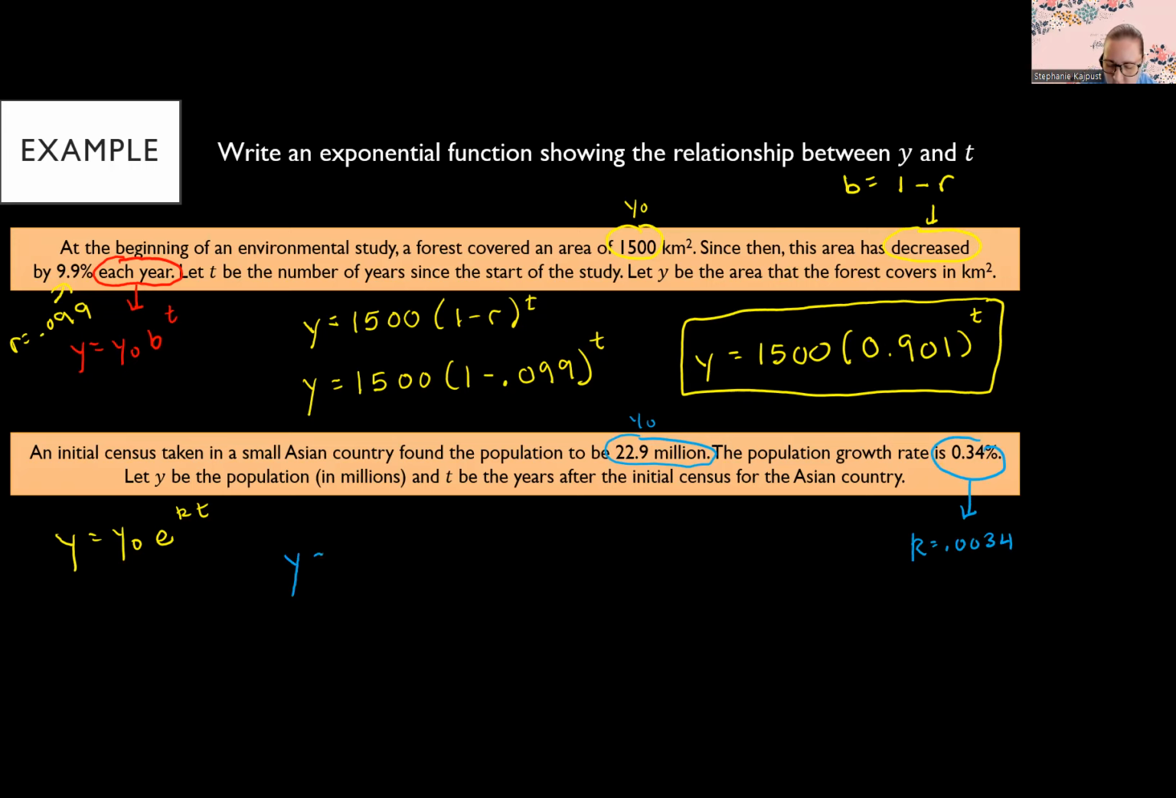So then that gives us our model, y equals 22.9 e. And when you're growing, it's a positive value for k. So it's going to be 0.0034 t. So we had to rule out that it wasn't growing per year or anything like that. And then from there, you can use the e model. So are there any questions?